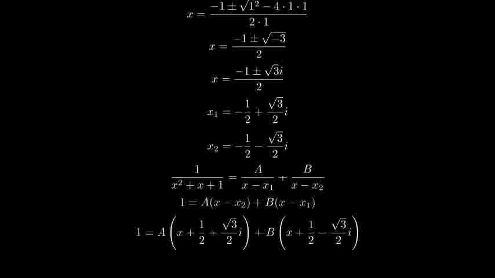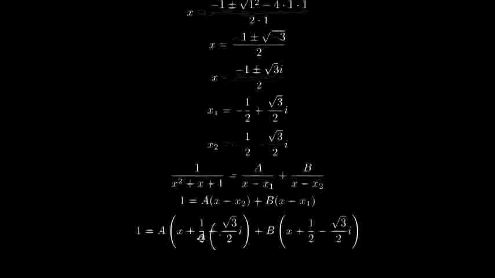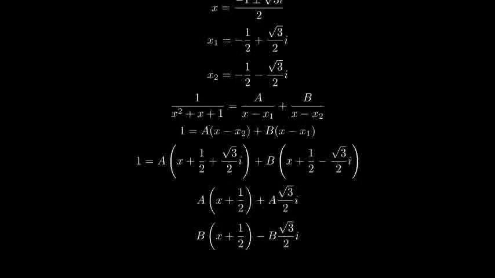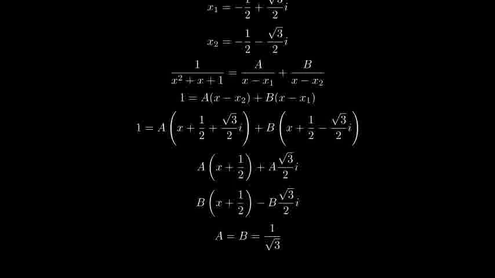Expand the equation by simplifying both terms. Simplify first by multiplying terms of the form x plus b. Collect like terms. Then solve the real and imaginary parts separately, setting the two groups of coefficients equal. Without going through all of the algebra here, I just want to skip straight to the result. We find that a and b both equal 1 over root 3 when we solve for them.